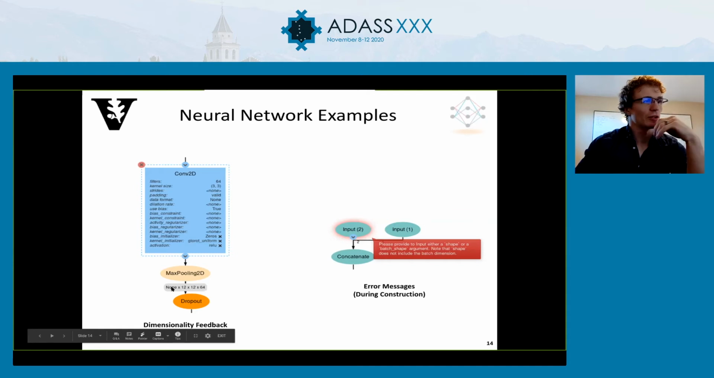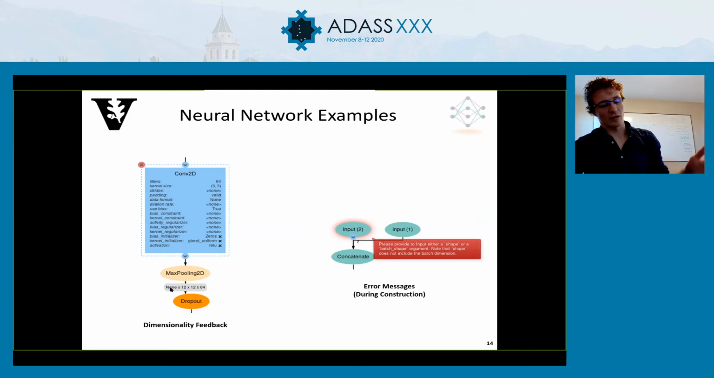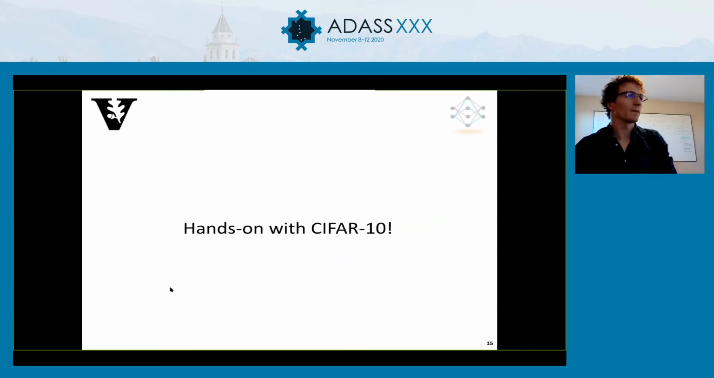One comment before we jump into things: you might see None a lot as the first dimension. That's because you don't always need to provide the batch size when you're defining these architectures. So None is usually the batch size, and if it's set to None, that's fine.